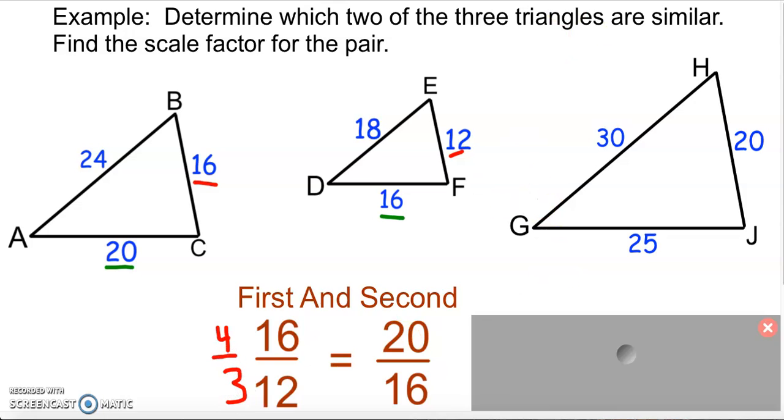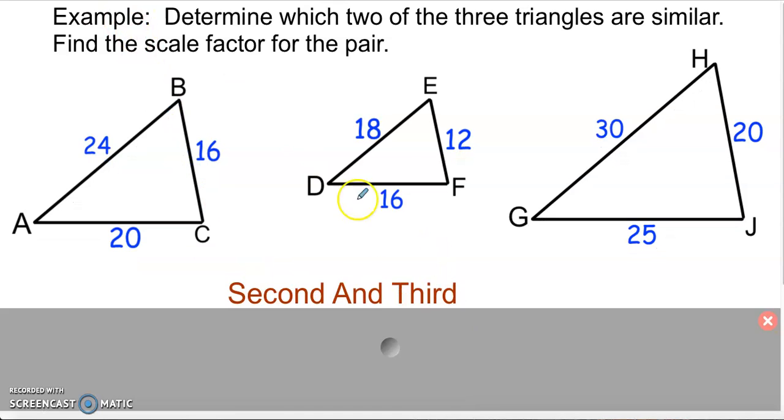And then 20 over 16, I can factor a 4 out of both of these, but this becomes 5 over 4. They're not the same. And since they're not the same, I can stop. I already know the first and the second triangles are no good.